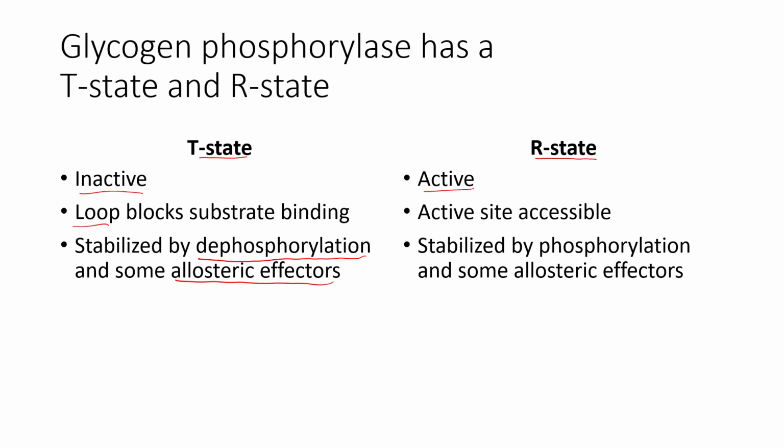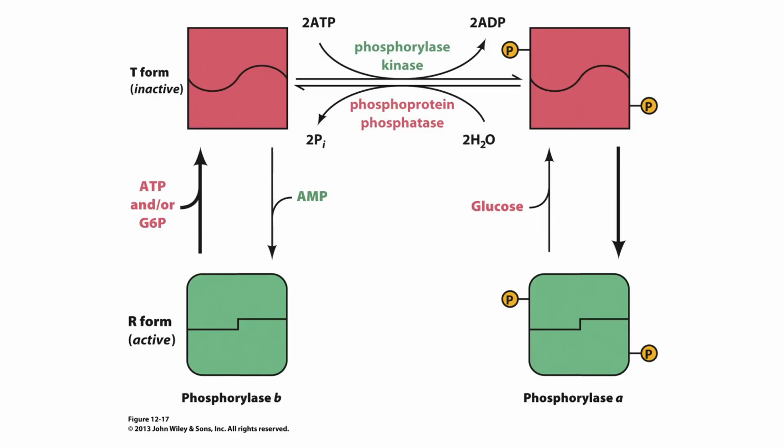The R state is stabilized by phosphorylation. So glycogen phosphorylase is in the active form when it's phosphorylated. And the R state is also stabilized by some allosteric effectors. So let's talk about all of that using this slide as our summary of all of those different factors that go into control of this glycogen phosphorylase enzyme.